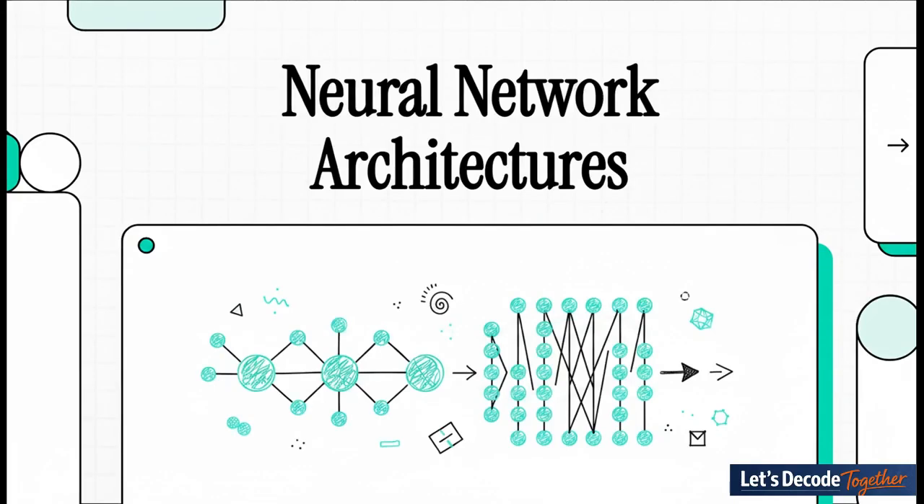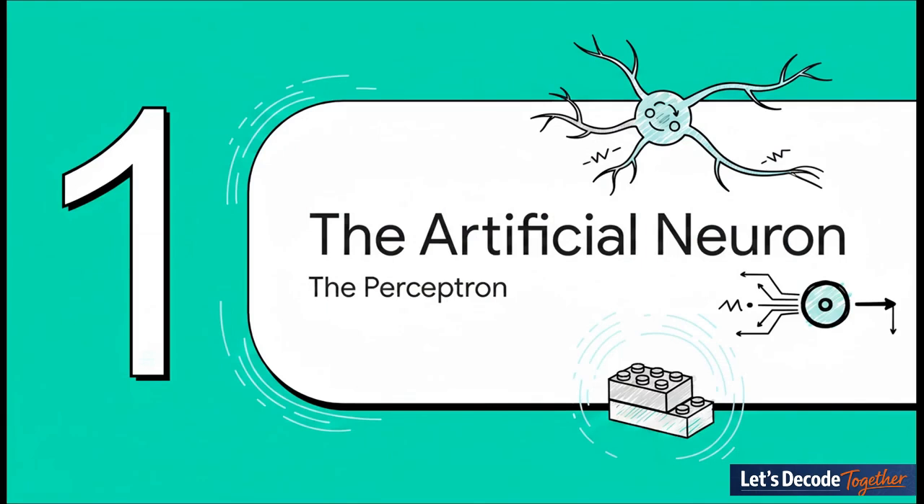Today, we're taking the entire concept of neural network architectures and breaking it down, piece by piece. Section 1. Meet the artificial neuron.